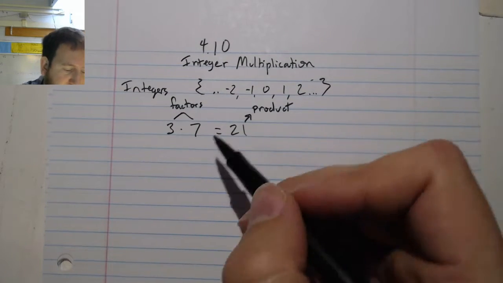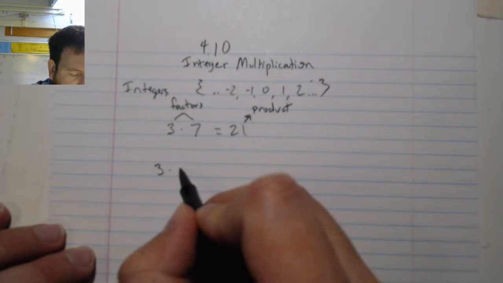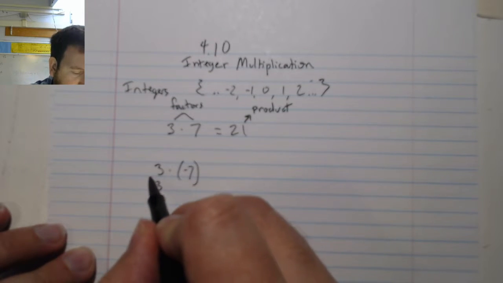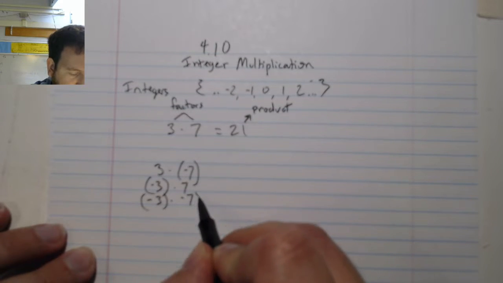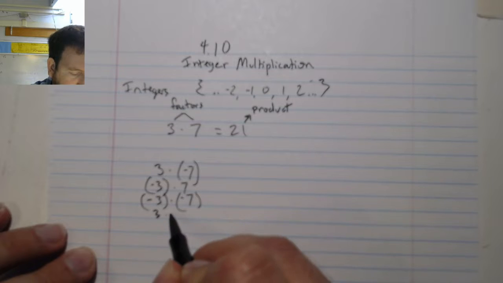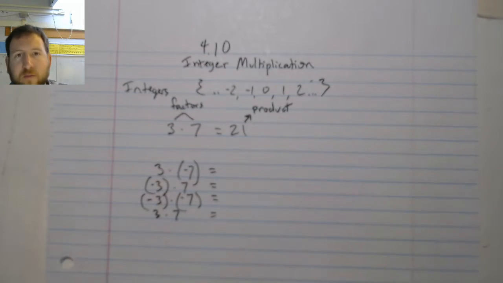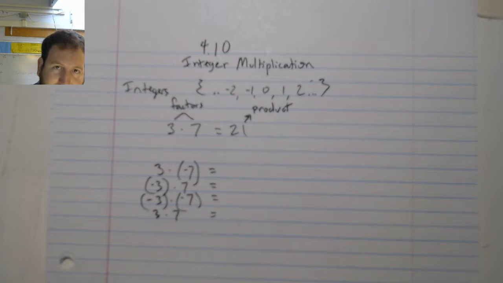For example, instead of multiplying 3 times 7, what happens when I multiply 3 times -7? -3 times 7, -3 times -7, and 3 times 7. These are all different ways to write a potential problem, and they have different ways to solve. Now, our key for multiplying these numbers goes like this.